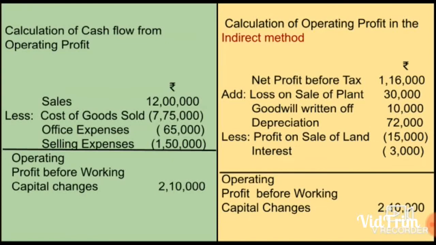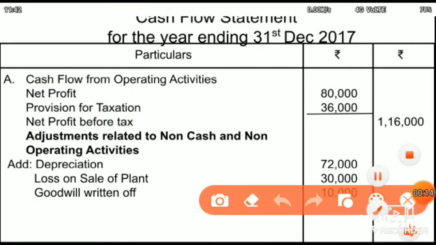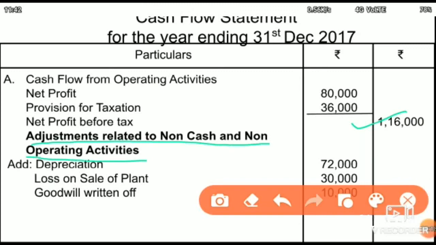Now in the cash flow statement, we have to show this in the indirect method. So we have to follow the indirect method. So after finding the net profit before tax, that is 1,16,000, we write adjustments related to non-cash and non-operating activities. Now, first of all, we will add all the non-operating expenses and non-cash expenses. So they are depreciation, loss on sale of plant, and goodwill written off as an adjustment of the net profit before tax. So we'll be adding 72,000, 30,000, and 10,000.